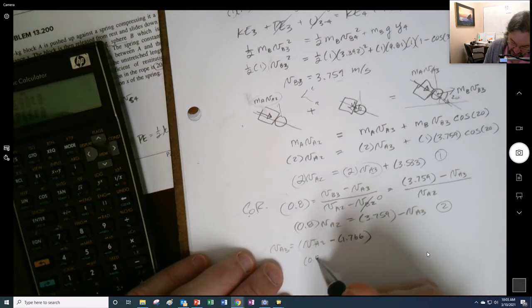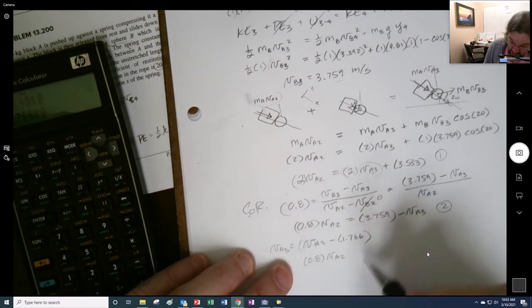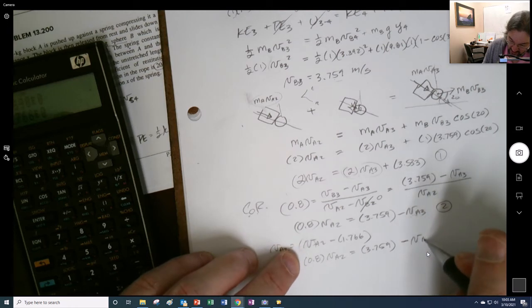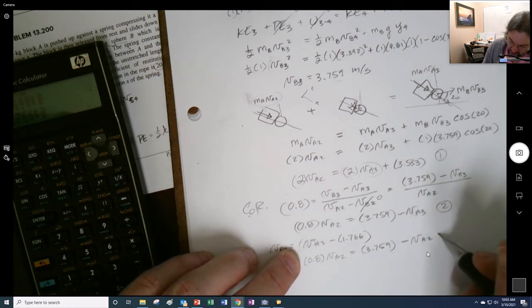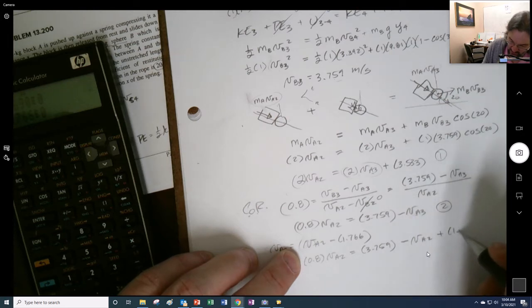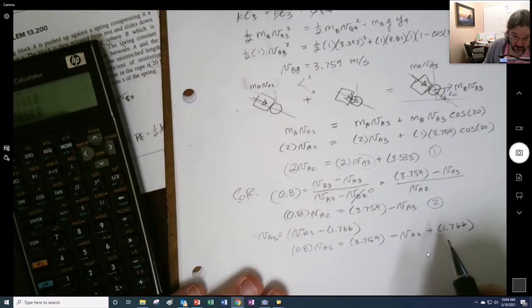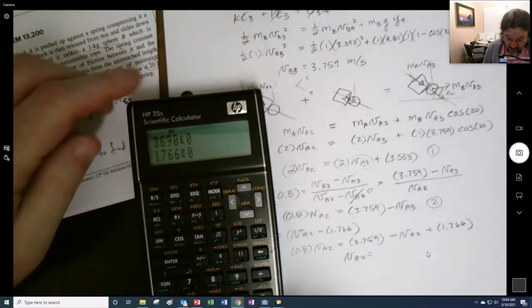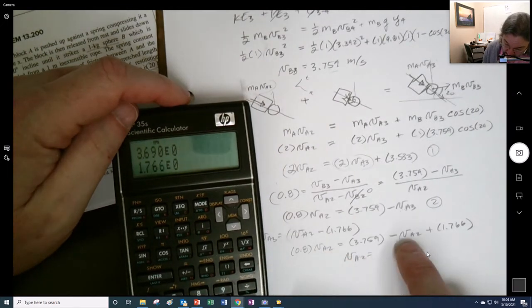So this is our other, so we'll stick this back into here. So we'll have 0.8 VA2 is going to be equal to 3.759 minus this guy right here, VA2. All right, and I'm a little nervous about what direction it's going to be, but we'll see right here. Minus, this is minus, that's plus 1.766 right here. Okay, so let's see what VA2 is going to be. We bring it over here.